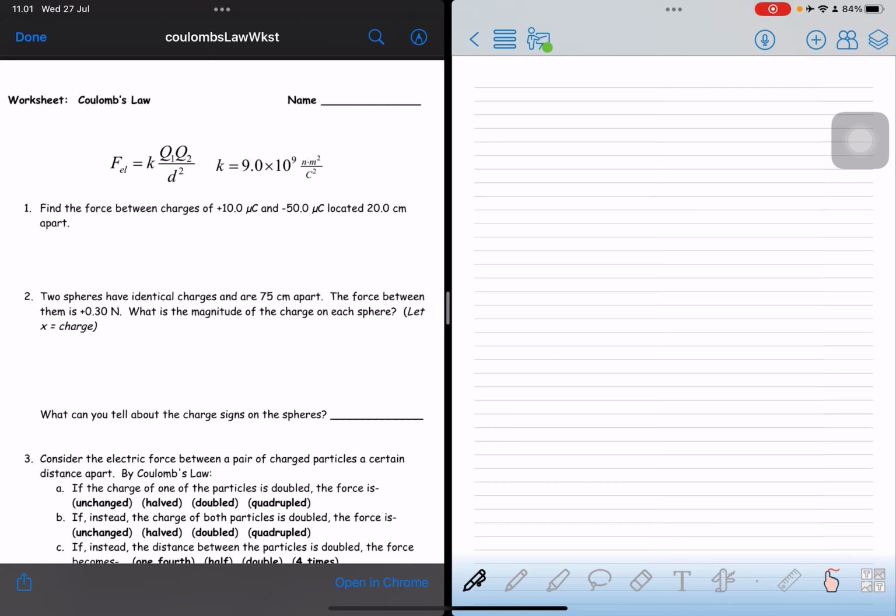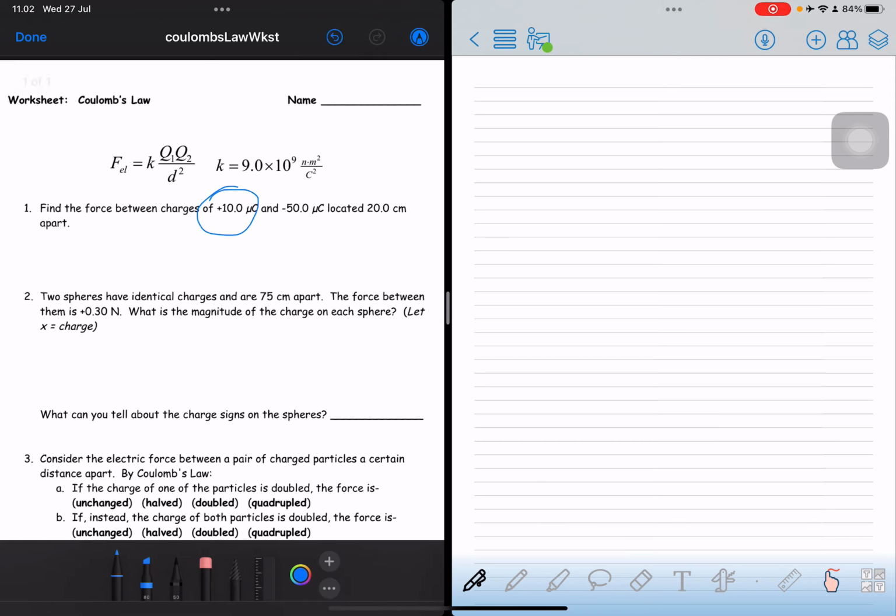Find the force between charges of 10.0 microcoulomb and negative 50.0 microcoulomb located 20.0 centimeters apart. This is Q1 and this is Q2, but in microcoulomb, so the same as 10 times 10 to the power negative 6, and also this one, 50 times 10 to the power negative 6. And 20 centimeters we can change into 0.2 in meters.